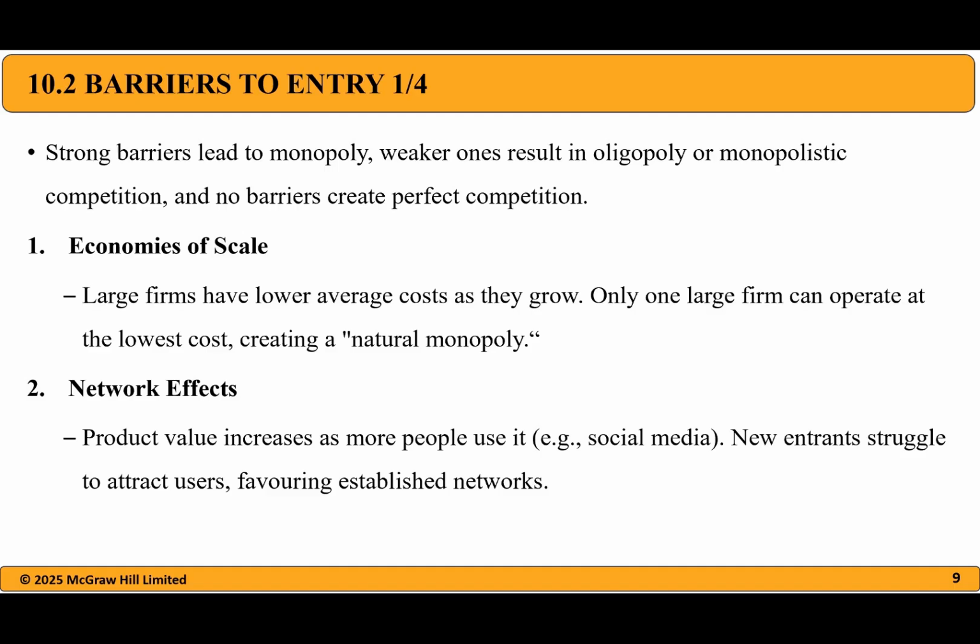Economies of scale occur when large production leads to lower average cost. In some industries, one large firm can produce at lower cost than multiple small firms. This creates a natural monopoly.